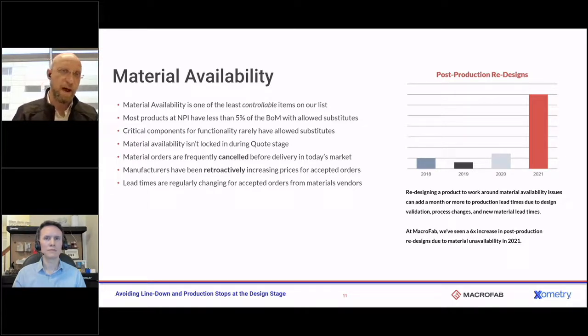That means we're not prepared at the MPI stage to have an alternative strategy around that particular component. Now, we do know that some critical components, you can't necessarily have a true form fit function substitute. If we're talking about an HDMI video controller or decoder, or a very specialized semiconductor, you may not have an allowable substitute, but there are some strategies that we can employ, and I'll talk about that in just a minute.